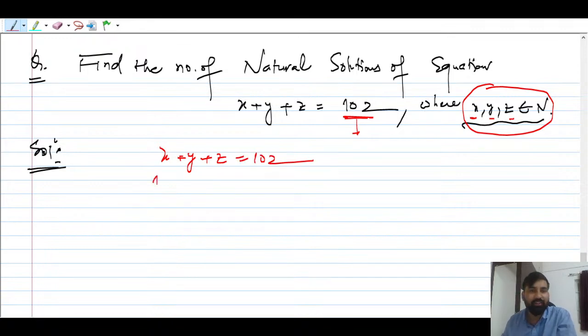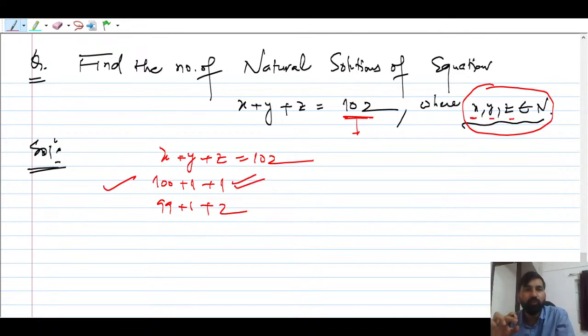So you can say that if you're giving 100 plus 1, this is one way, and the next way you can consider is 99 plus 1 plus 2, right? So this is a possibility. But don't take 102 plus 0, that is wrong because x, y, z should be natural numbers. I hope this makes sense to everyone. So at least one coin has to be given.